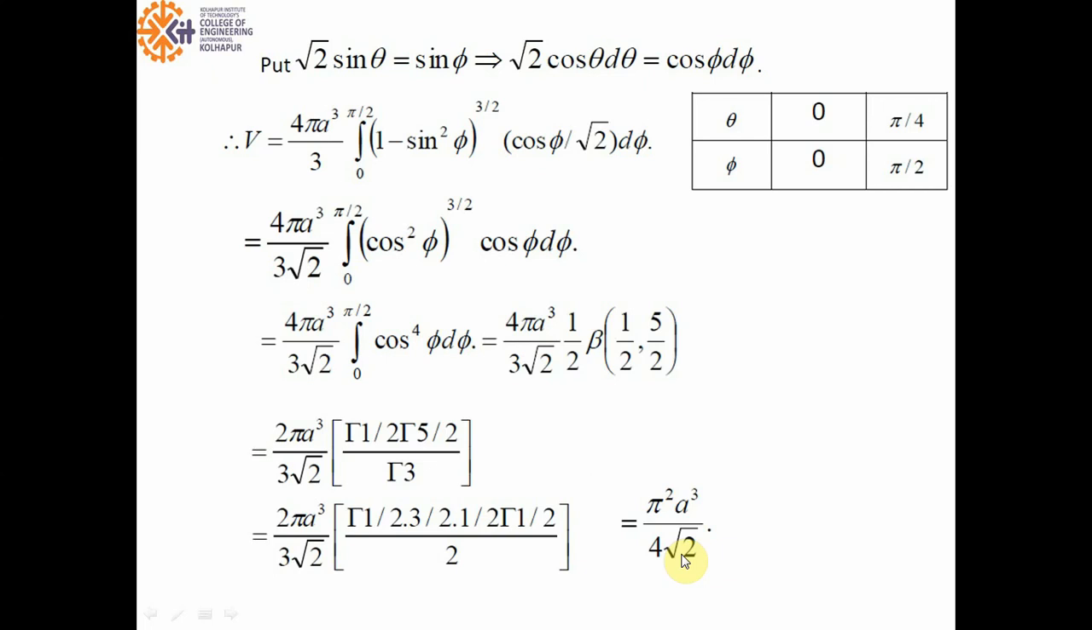In this way, we solve the examples based on the volume of a solid of revolution.